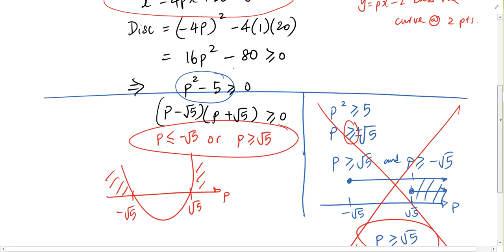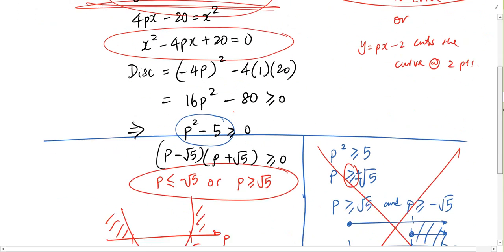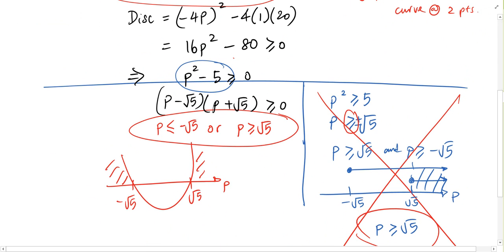Oh, okay, then they want the smallest positive integer. So what will it be? 3, because root 5 is 2 point something, right? So the smallest positive integer must be 3. Okay, that one you can do yourself.